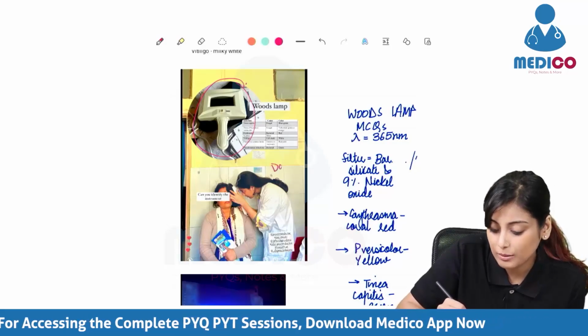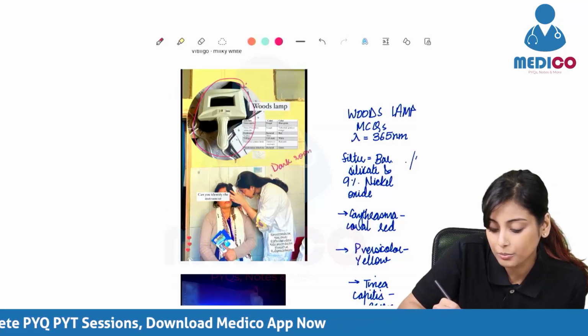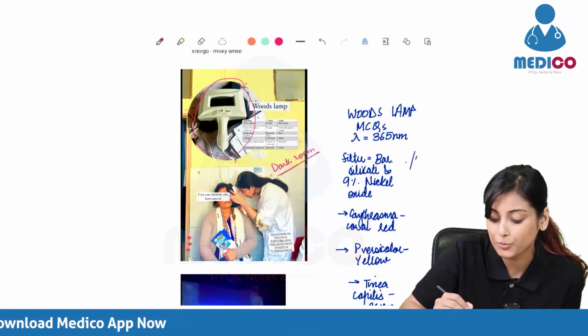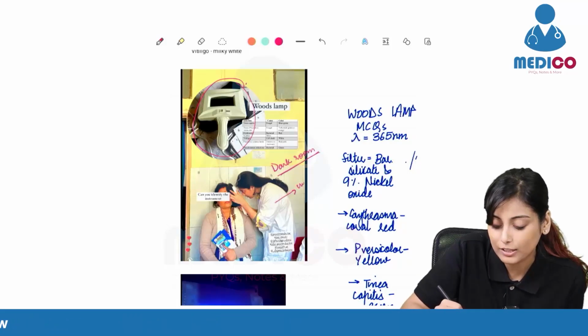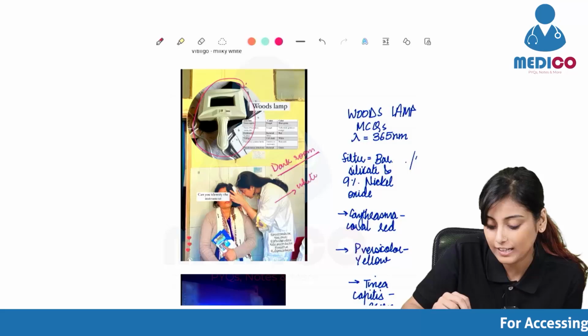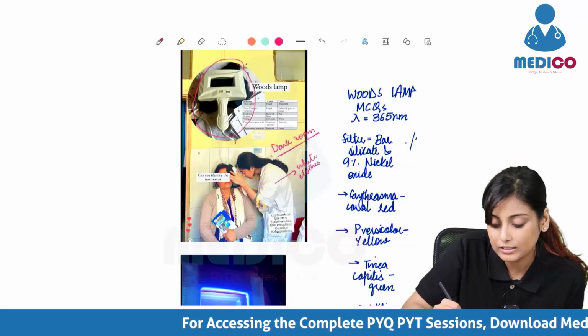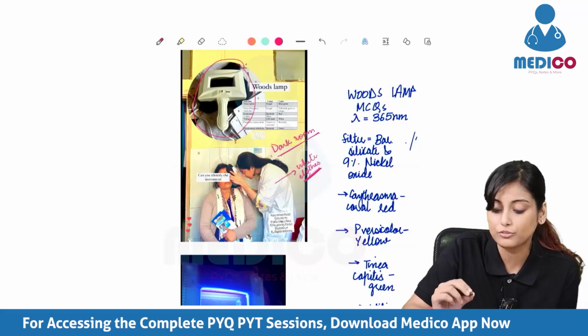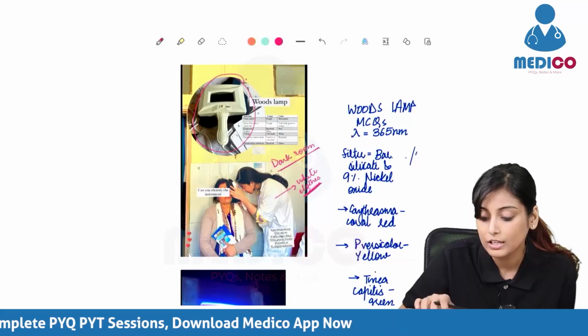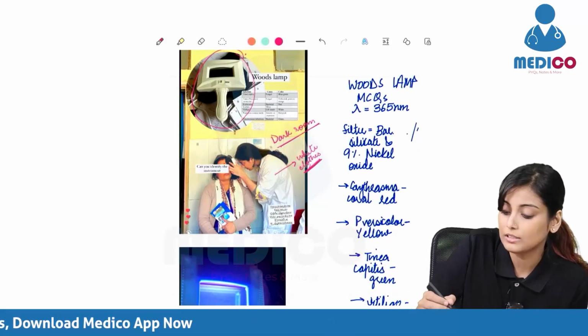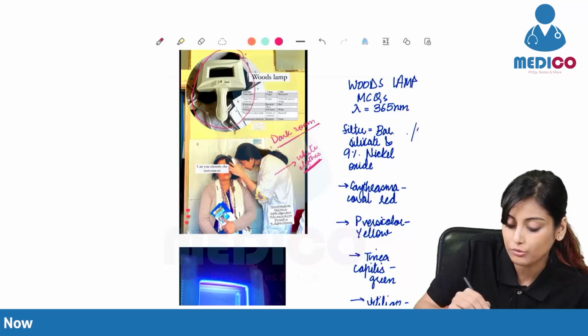First thing is, Woods lamp is a procedure that is done in a dark room. I am not doing it in a dark room. Then you're also not supposed to wear white clothes. Some people say that they reflect light and it interferes with the result. So white clothes like these are not very conducive to the findings of Woods lamp. Anyways, there are a few MCQs that come around Woods lamp.